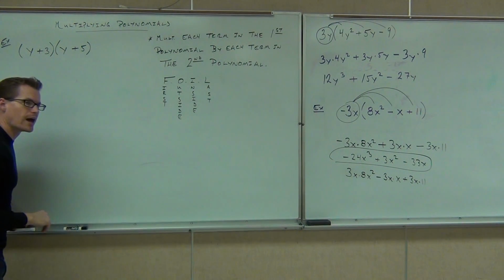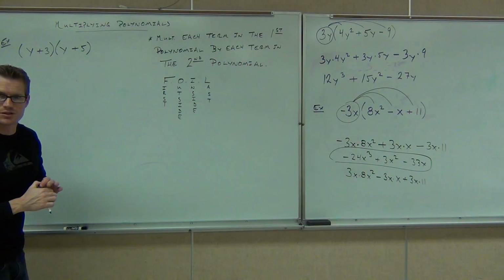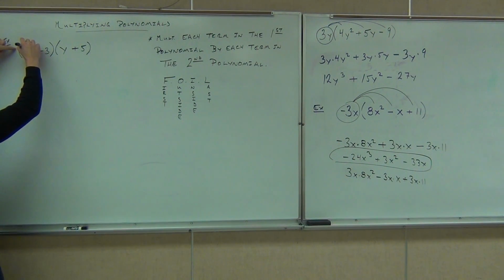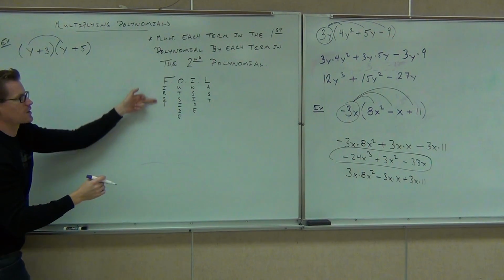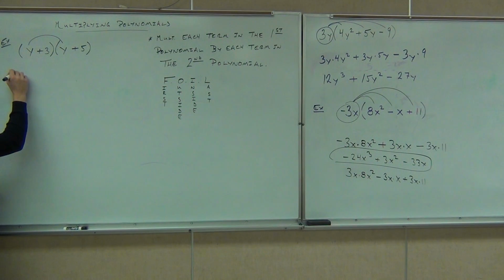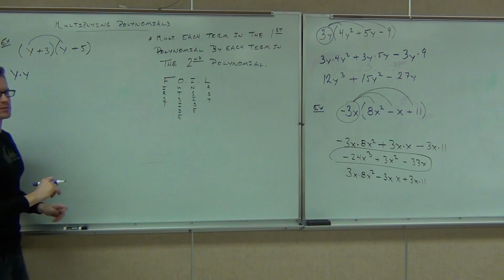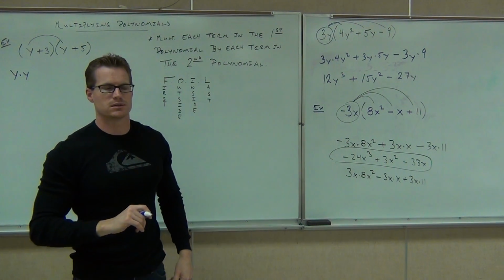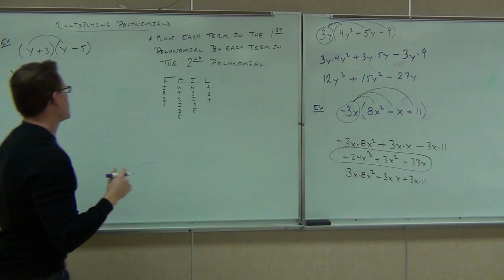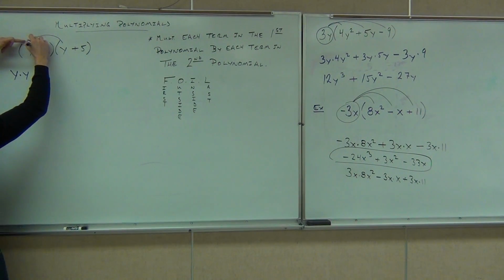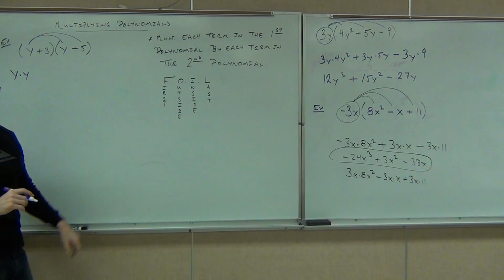So here's how you'd show that. Your first terms are written like this. Watch on the board. You're going to do your first times your first. That takes care of my first terms, and I'm going to write that out, y times y. Next up, I would do my outside. Looks like that. y times 5.